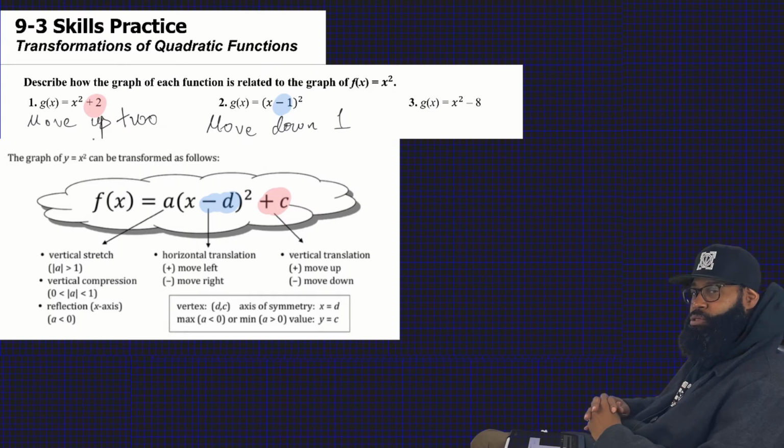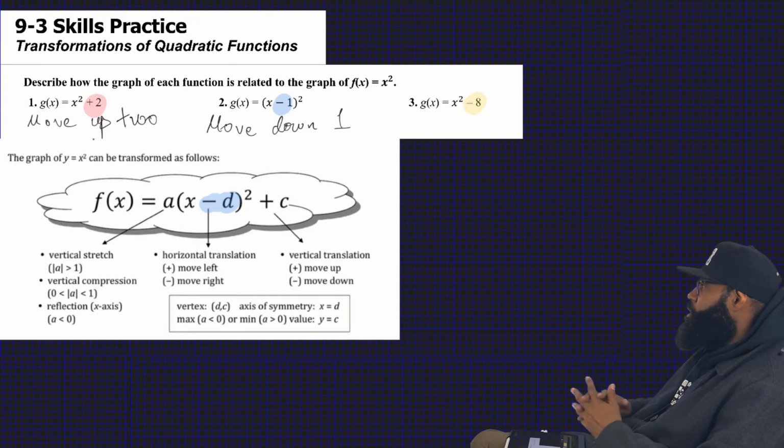How is it moving? How is it transforming? Well, it's moving down. Did I say right? Down, I'm sorry. Horizontal translation. Yeah, that should be to the right, guys. I wrote it down, but it should be right. No biggie. Here we go now.